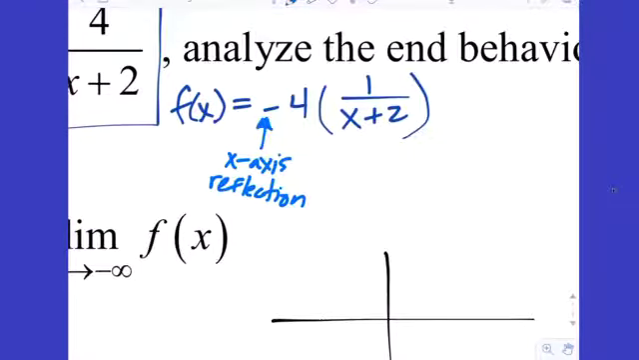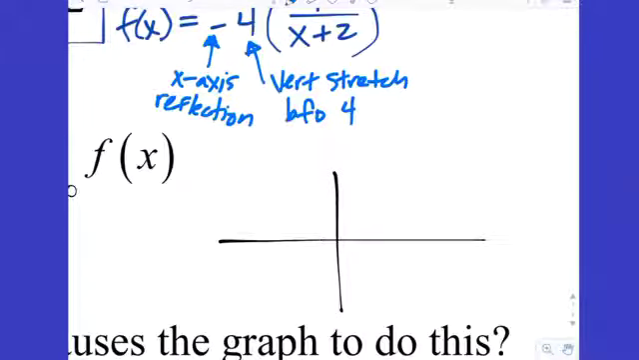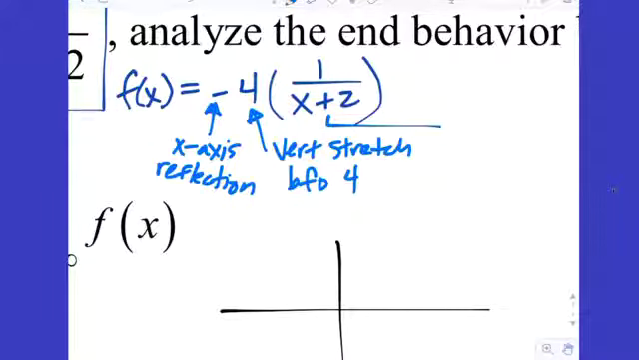What does the 4 do if it's multiplied out in front? It's affecting the y values. What's that? Yeah, it's a stretch. It's a vertical stretch by a factor of, which I abbreviate BFO, by a factor of 4. The y values are 4 times taller than they used to be. So that's not going to really affect the orientation. The shape is just going to be a little bit steeper. And then on the inside, what does the plus 2 do to any graph?